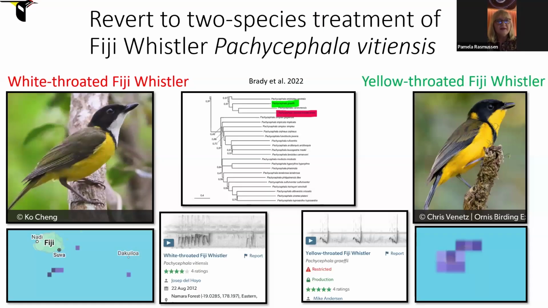and that was reinforced by a phylogeny that showed that they were all related. But then it turns out that the vocalizations are super, super different, so much so that when I went to Fiji, I didn't recognize the ones on the island called Kandavu, which has white-throated whistlers. They just sound absolutely different from the yellow-throated ones. And that reinforced our decision to go back to the 2-species treatment. Next slide, please.